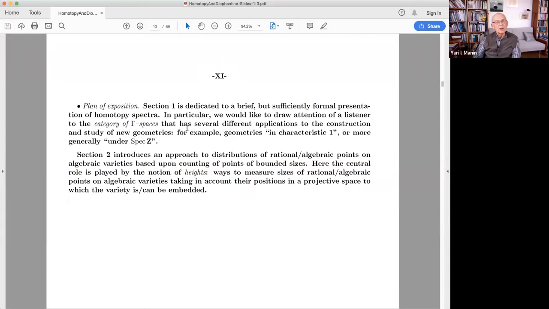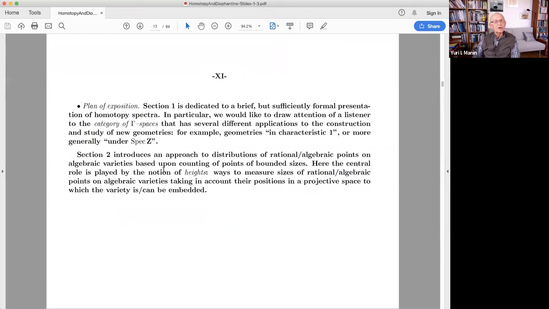So, the plan of exposition. We first give a sufficiently formal presentation of homotopy spectra. Then we want to draw the attention of the listener to the category of gamma spaces. It was also invented comparatively recently, and it has several different applications to the construction and study of new geometries, for example, geometries in characteristic one, or more generally, under the spectrum of Z. Those who studied algebraic geometry will be amazed by this brief description.